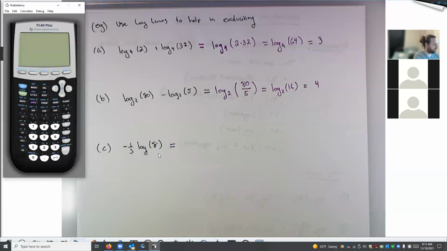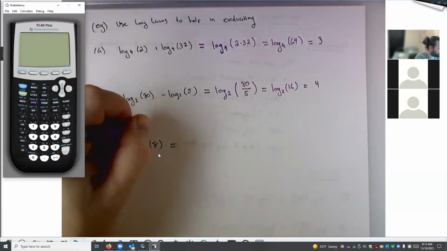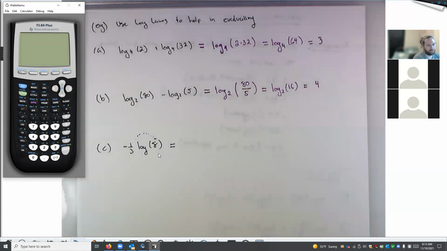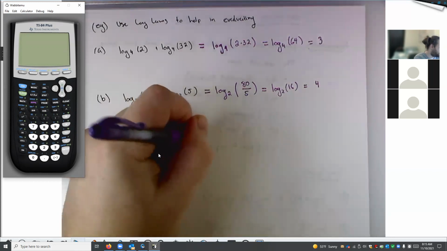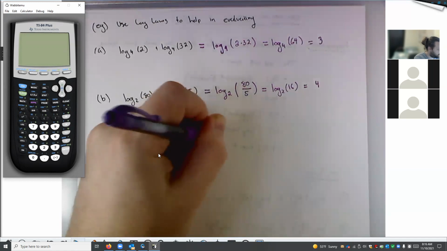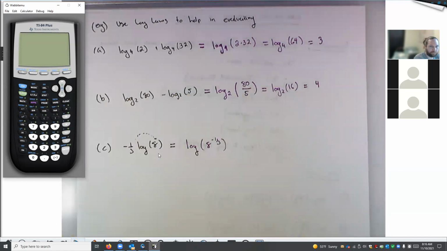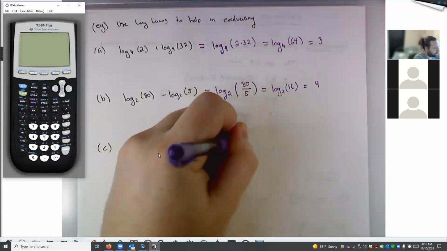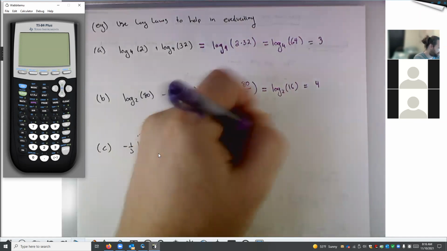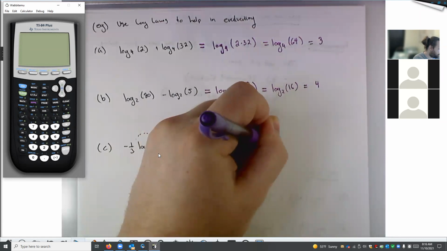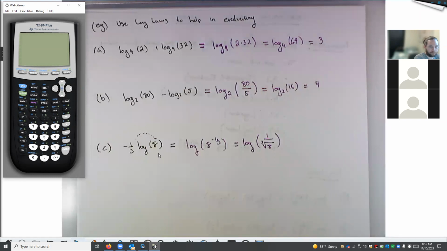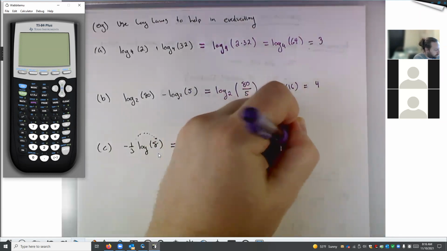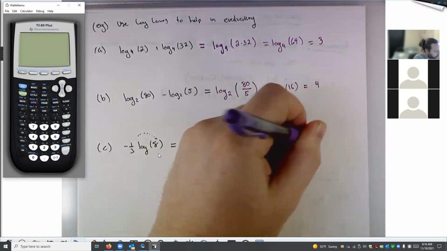calculator. First, I have that rule which says multiples outside are the same as powers inside. So I can bring that negative 1/3 in. And this will become the log of 8 to the negative 1/3 power. Eight to the negative 1/3 is 1 over the cube root of 8. The cube root of 8 is 2. So this is the log of 1/2.